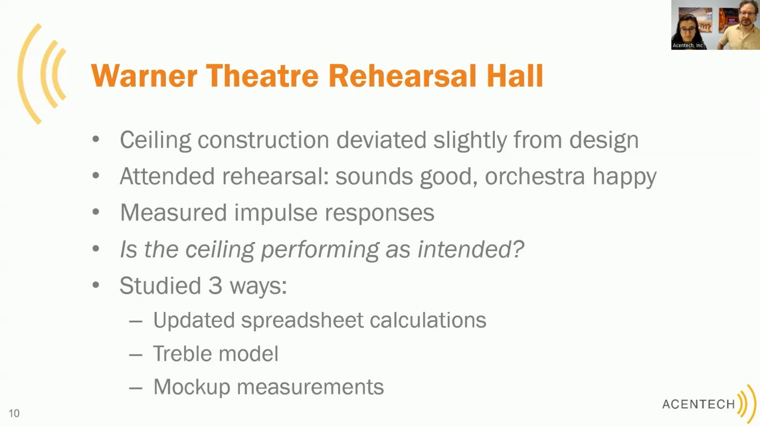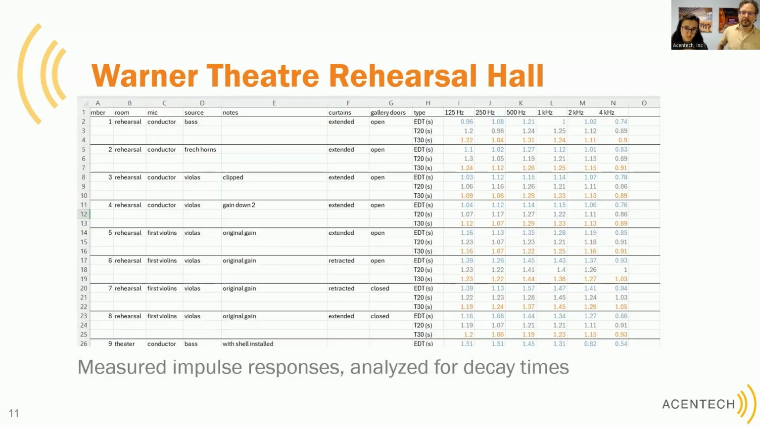So we measured a bunch of impulse responses between various sections of the room, and then later we studied it in 3 different ways. This occurred after the conclusion of the project, for our own learning. We made an updated spreadsheet calculation, of course. We made a model in Treble, and then we made a mock-up of a section of the ceiling.